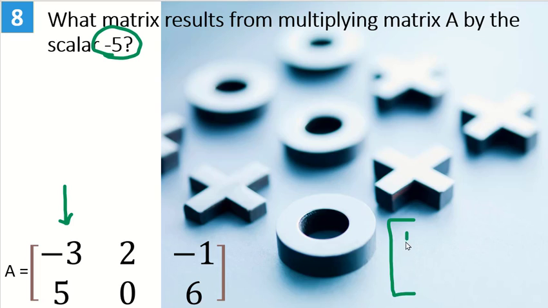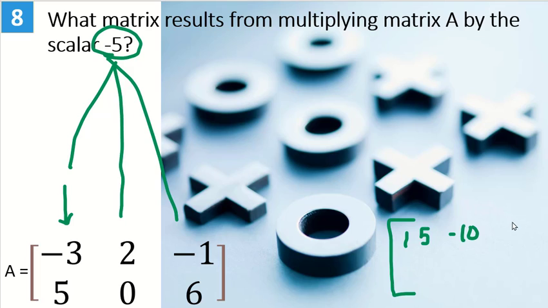-3 times -5 is +15. -5 times +2 is -10. -5 times -1 is +5. Move down to the second row. -5 times +5 is -25. -5 times 0 is 0, and -5 times 6 is -30.